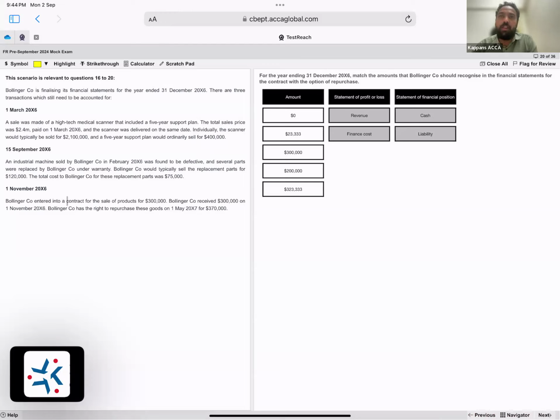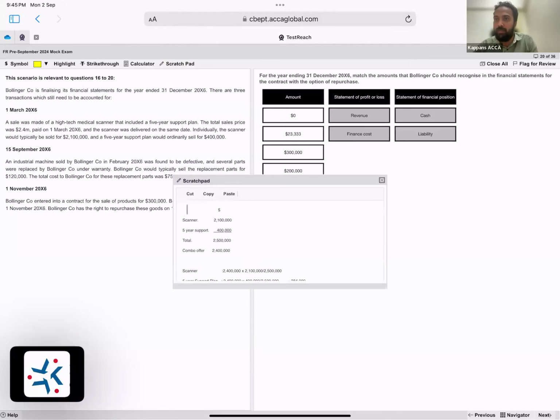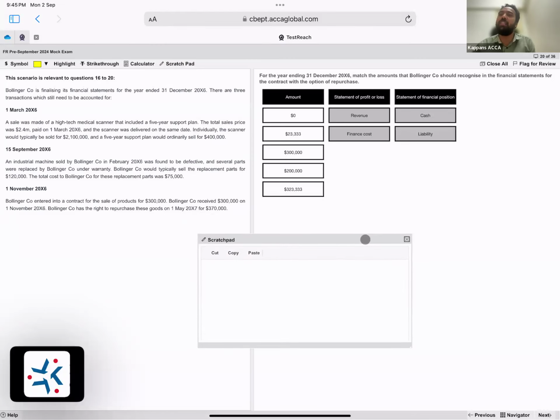Bollinger Company entered into a contract for sale of products for 300,000. Bollinger received 300,000 on November X6. Bollinger has the right to repurchase these goods on May X7 for 370,000. So they received 300,000 and they are repurchasing this at 370,000. They are paying more. We have learned in IFRS 15 revenue, if the repurchase price is more than the original price, then it should be recorded as a liability. So how much will be the liability?